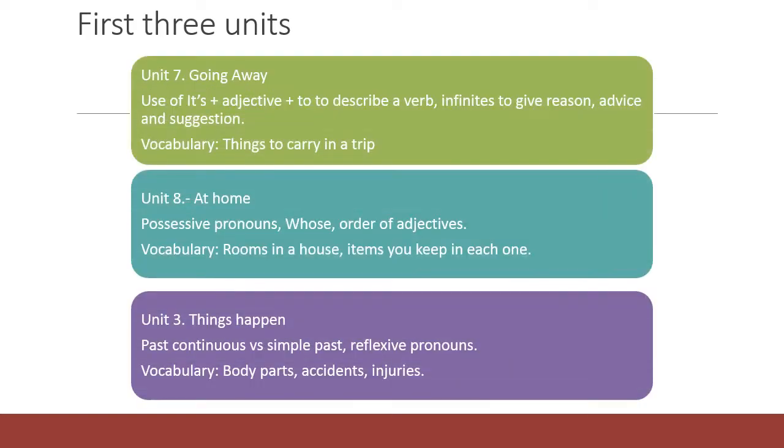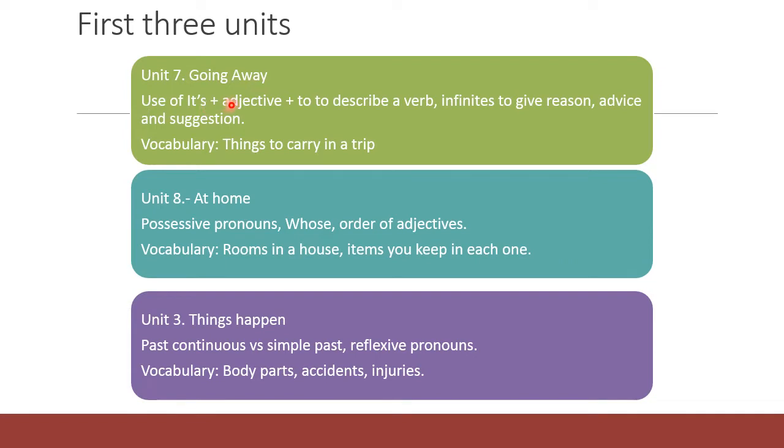In the first 3 units, we talk about Unit 7, 8, and Unit 9. Unit number 7, going away. Unit number 8, at home. And Unit number 9, things happen. Now we're going to check every unit, the content, and I will repeat some explanations that I consider are important for the exam. Unit 7, going away.